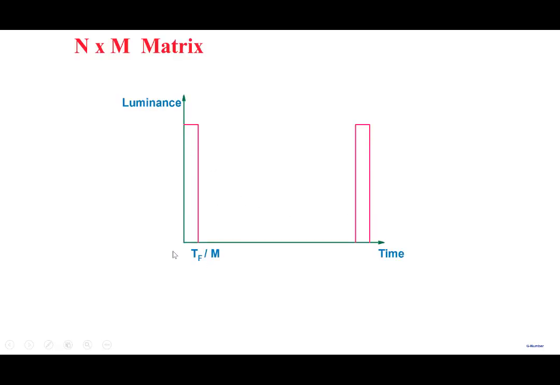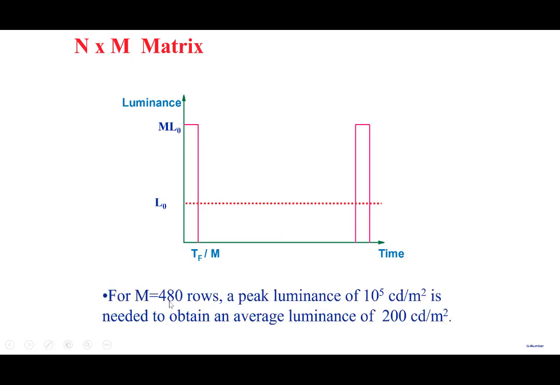Well, the LED is on for a very short period of time, during the time that particular row is selected, and will remain off as you go to the second row, third row, fourth row, and to the 1000th row, and then it will turn on again. So the average brightness becomes very low. If I have, let's say, 480 rows, just for the sake of discussion, and you want an average brightness of 200 candela per meter square, the peak brightness will be 200 multiplied by 480, which comes to around 10 to the power 5.